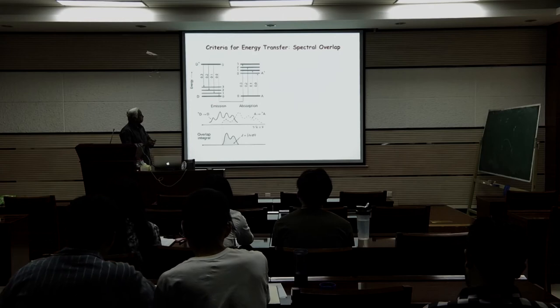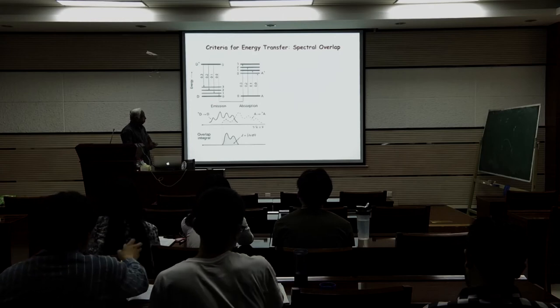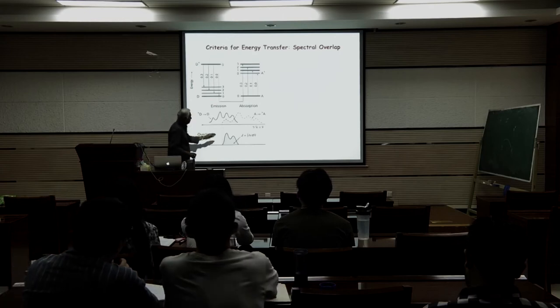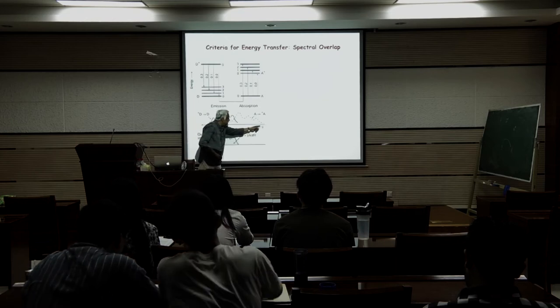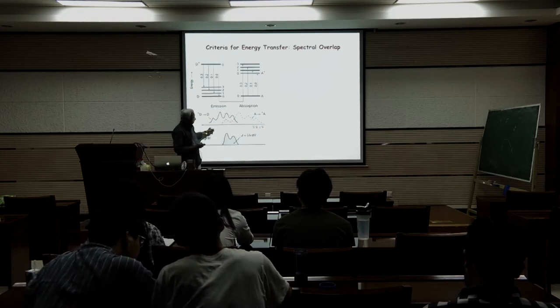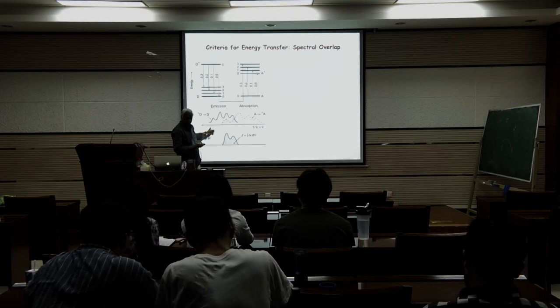Okay, now, how do you figure out whether something is higher or lower? You can take the absorption spectrum and the emission spectrum. This is the emission from this compound, that is the donor, and the emission is over here. And this is the absorption spectrum of the acceptor, it is over here. So the energy is going from this side to that side, and this is actually plotted in frequency.